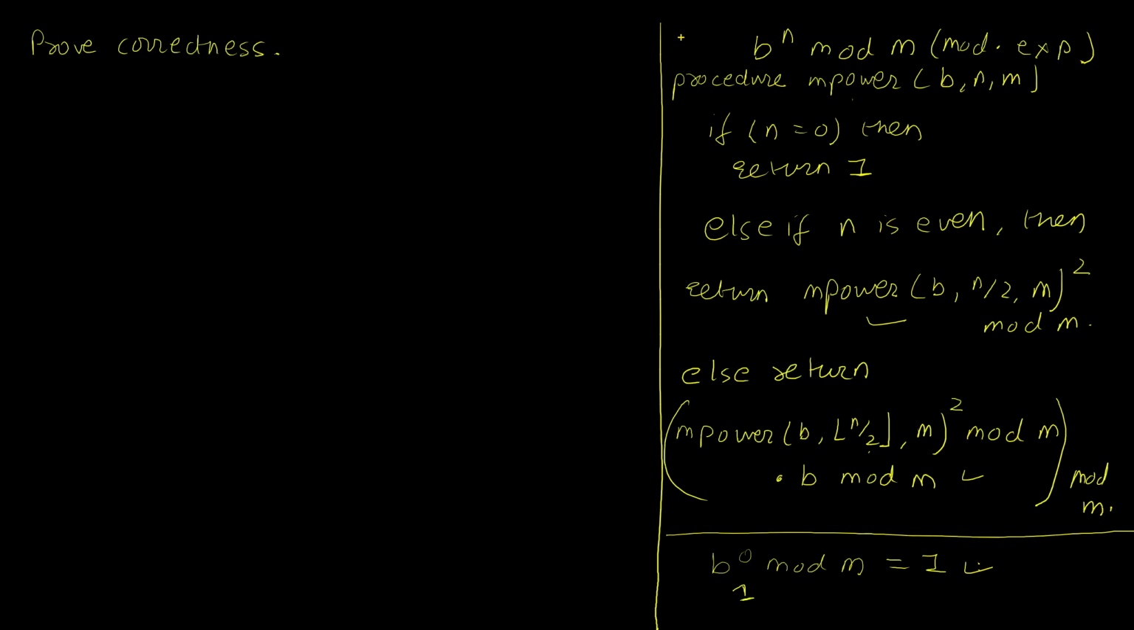So please go back and look into the algorithm if you need to. But for now, I'm moving on to correctness. I need to be able to prove that this function m power is correct. And that means that I need to prove that the m power of b, n and m correctly calculates the value. It is equal to b raised to the power n mod m.